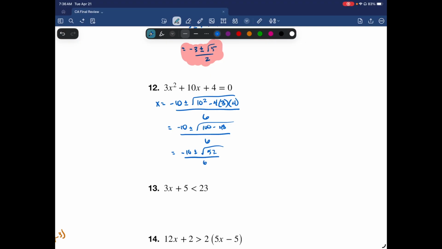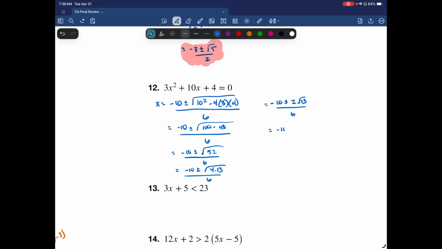Okay, so 52 is not a perfect square, but there's a perfect square that lives inside of it. So here's what we got. I can do negative 10 plus or minus, and I can separate the 52 into 4 and 13, because I can take the square root of 4. All right, so that gives me negative 10 plus or minus, the square root of 4 is 2, so I get 2 square root of 13 over 6.